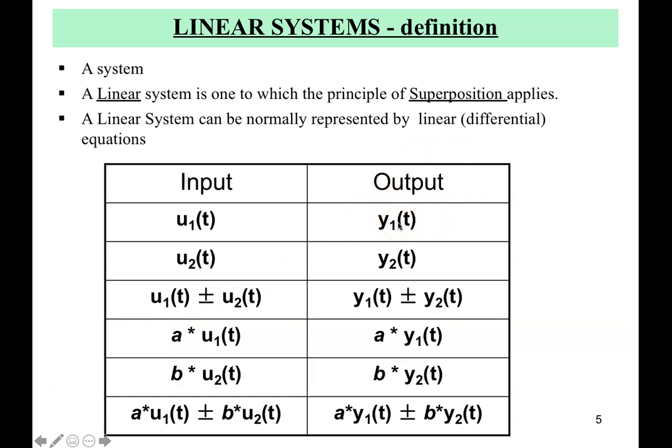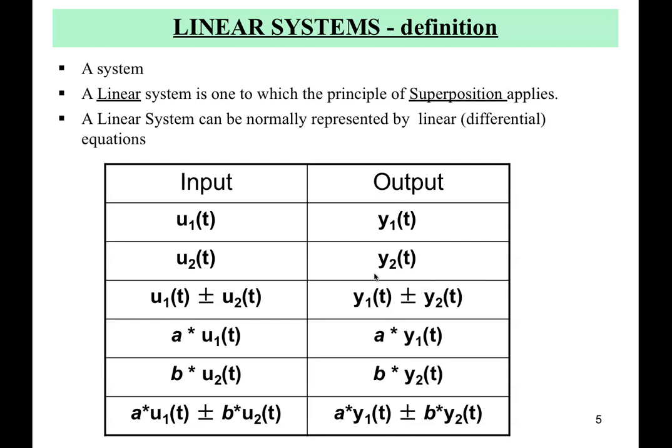Now for a system, if you apply an input, say u1(t), you will get an output. If you apply a different input, say u2(t), you get a different output, y2(t). That applies to any system, because if you apply an input, you get one output. If you apply a different input, you get a different output.